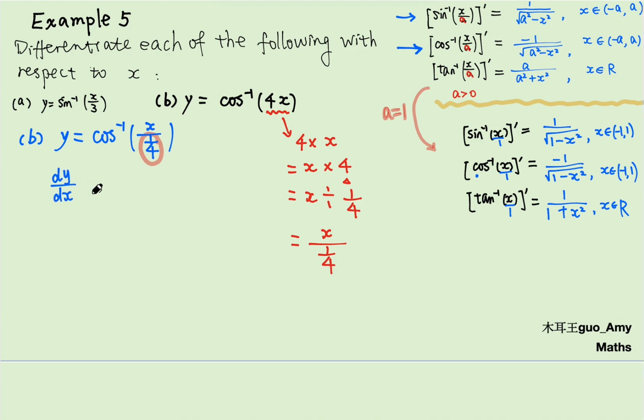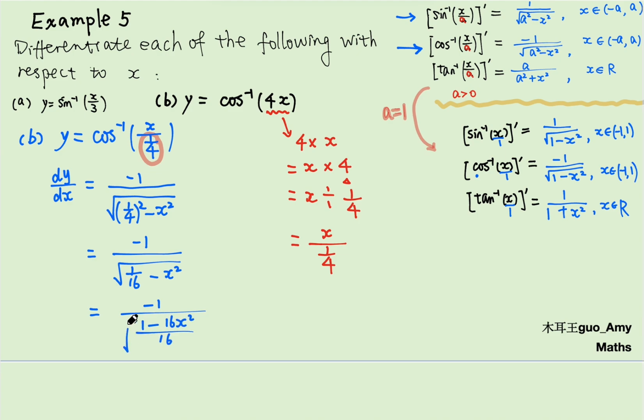dy/dx is equal to -1 over root, where the denominator a is 1/4, and this one is squared minus x squared. This value can be simplified to -1 over root 1 over 16 minus x squared. It can be written as, after that, we will have -1 over root 1 minus 16x squared over root 16. And root 16 can be simplified to 4.